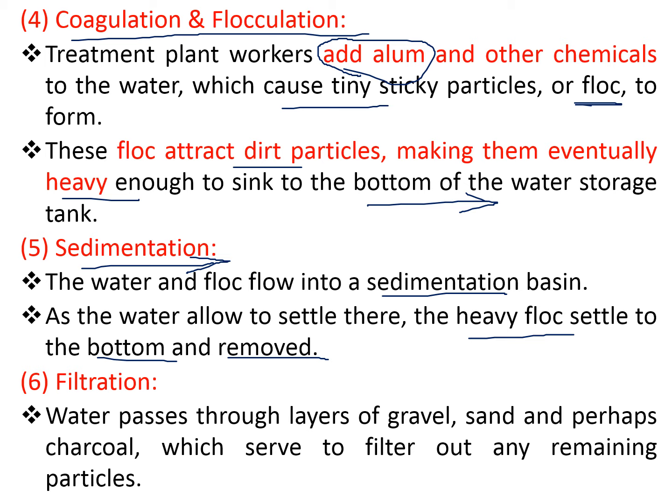After sedimentation, once we have removed the suspended impurities, the next is the filtration process. If certain suspended impurities are still remaining, then we have to pass our water through layers of gravel, sand, and sometimes charcoal also. Again we have to filter our water to remove the remaining particles or remaining suspended solids. So the flow of treatment is generally coagulation, flocculation, sedimentation, and filtration.